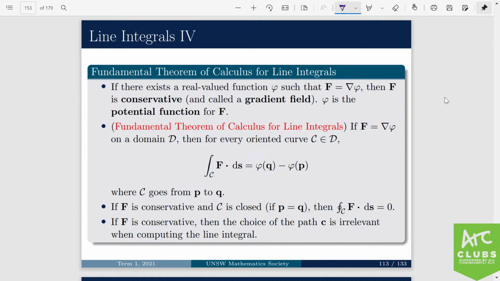And some nice properties: if f is conservative, so if this phi exists, then if C is closed, our integral becomes 0. So basically, if C is closed, the path we're integrating is some path that ends up where it started. Then basically P will equal Q, because they're both the same point. And so phi of Q, so phi of P minus phi of P, will be 0, and so that's why the line integral equals 0. And also, this doesn't take into account which path we've taken, it just takes account of the endpoint. So if we have a conservative f, then the choice of path is irrelevant.